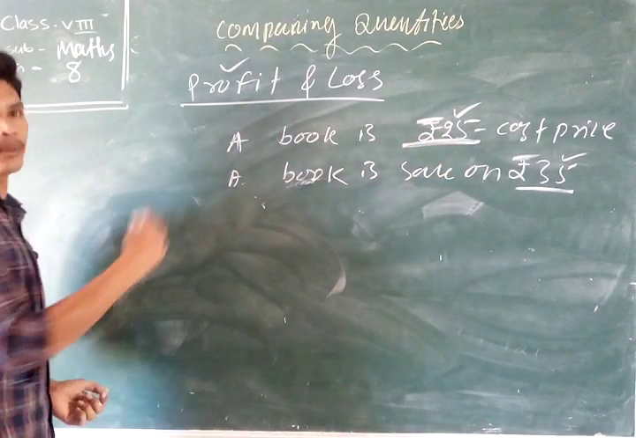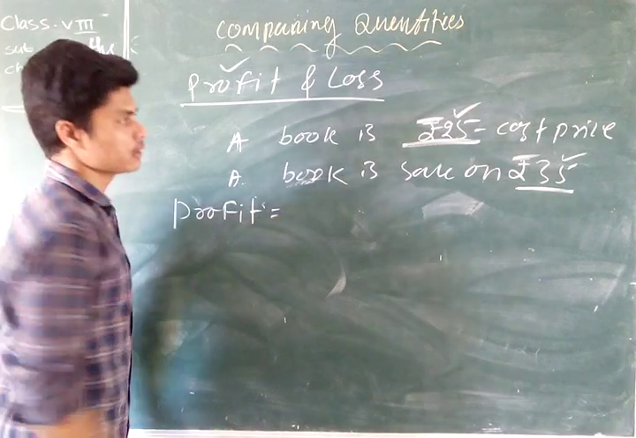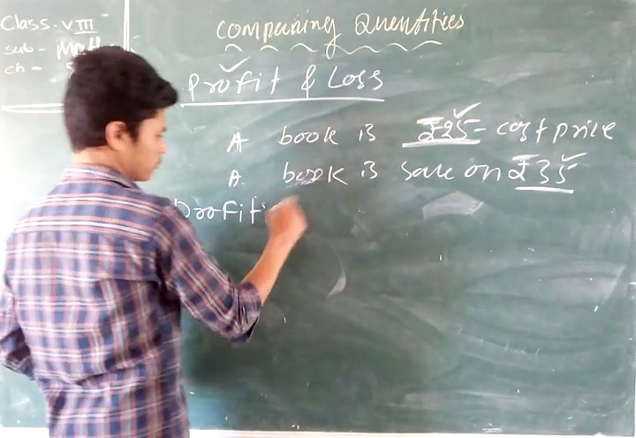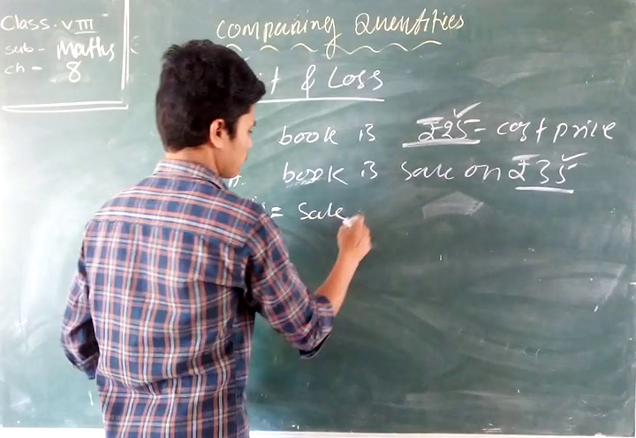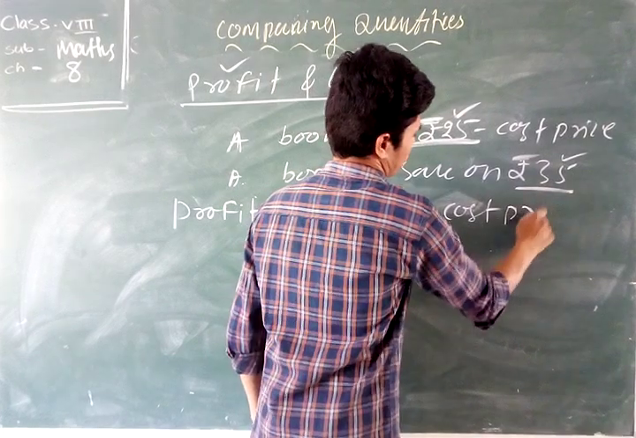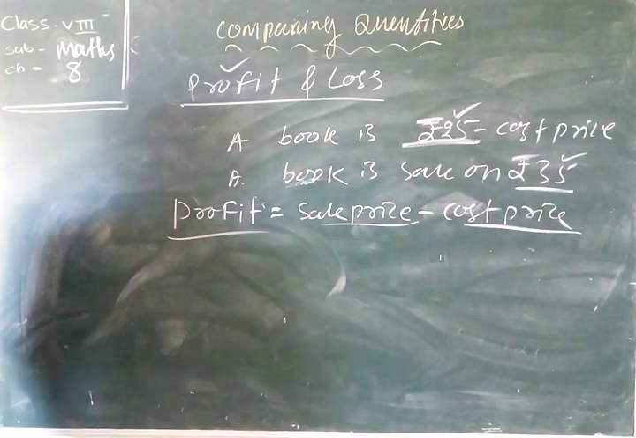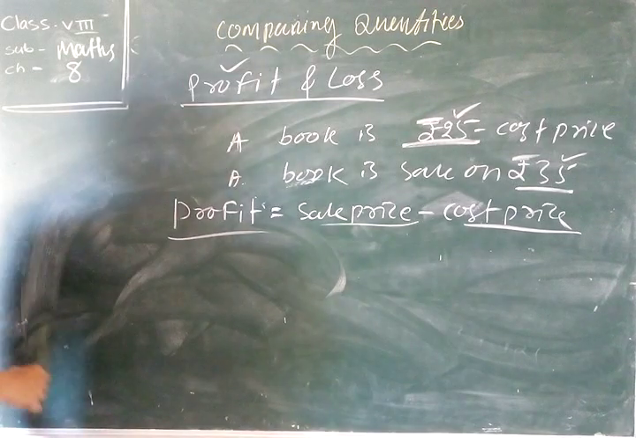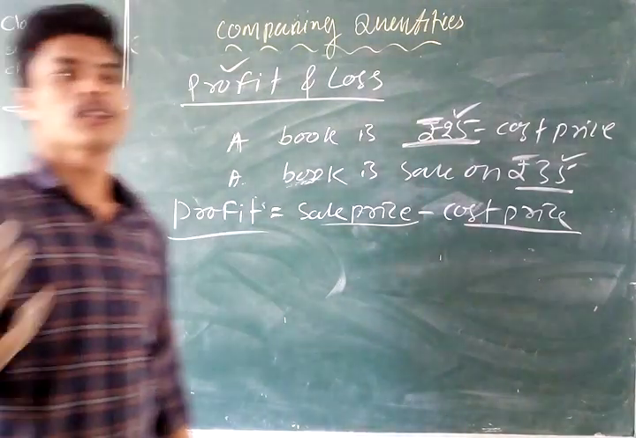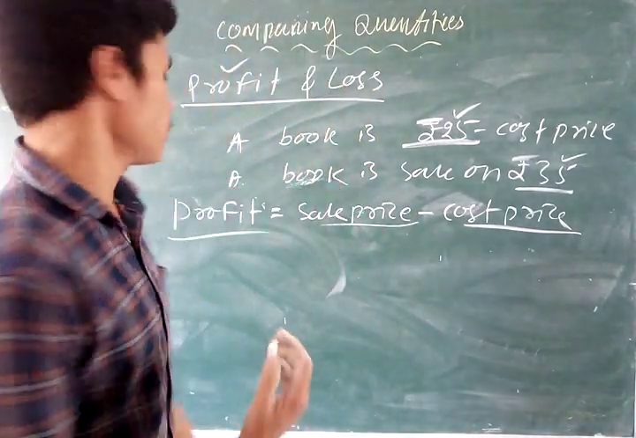So what do we learn from here? Profit equal to what? Sale price minus cost price. Sale price minus cost price equal to profit. Okay. Now we discuss the loss. If the cost price is more than the sale price, then we got a loss.